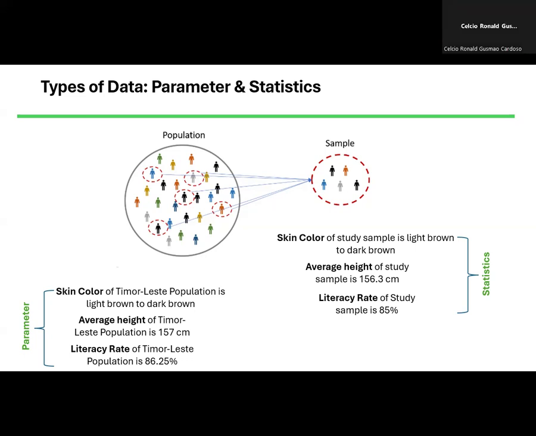So every time I say parameter, that refers to population. Every time I say statistics, that refers to sample. Okay? Parameter refers to population. Statistics refers to sample. That's the basic difference that I want you to understand. All right? Any questions so far?